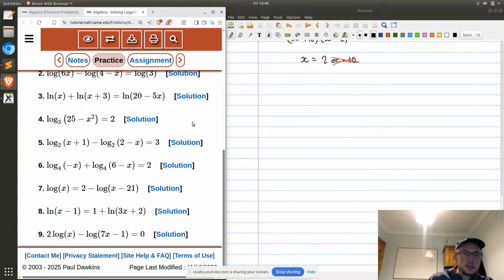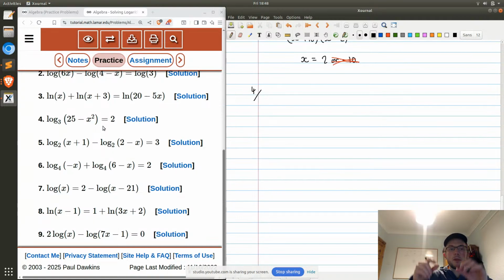All right, let's try problem 4. Log base 3 of 25 take x squared is equal to 2. So what I will do is 3 to the power of both sides. So I'm going to have 25 minus x squared on the left. And 3 to the power of 2, well, that would be 9. And then I'm going to take 9 from both sides. So I have 16 minus x squared is equal to 0.